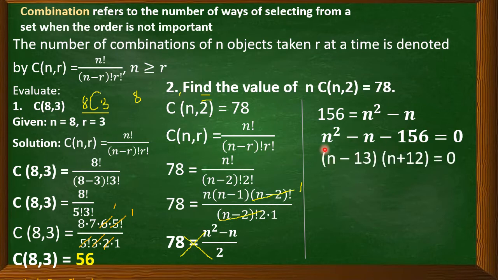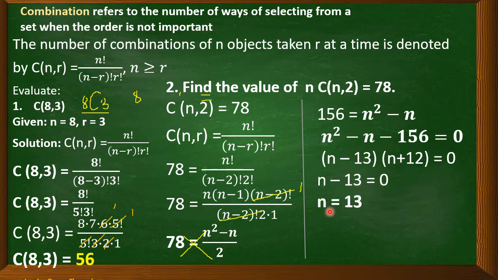Factors of n squared are n times n, and the factors of negative 156 that will give a sum of negative 1 are negative 13 times 12. Negative 13 times 12 is negative 156, and when we add negative 13 and 12, we have a sum of negative 1. So these are our factors. Now we'll equate each factor with 0. So we have n minus 13 equals 0, and solve for n.